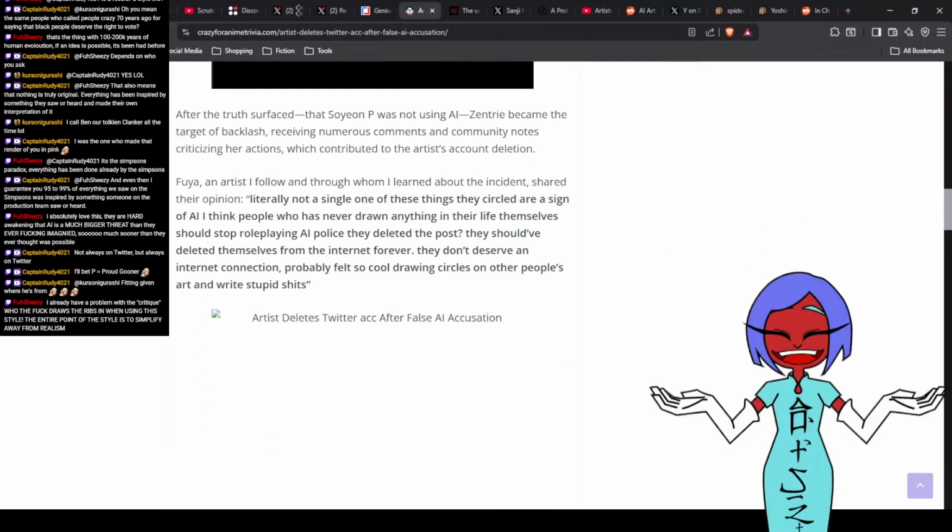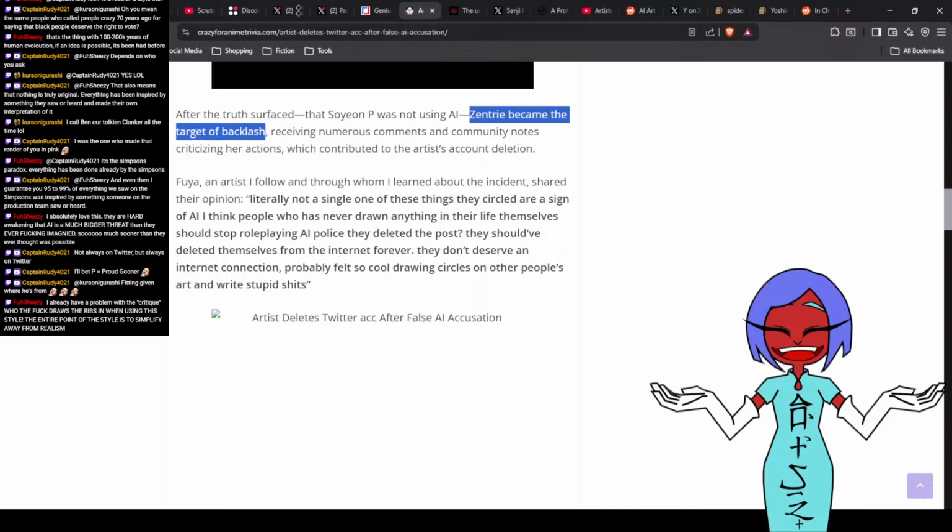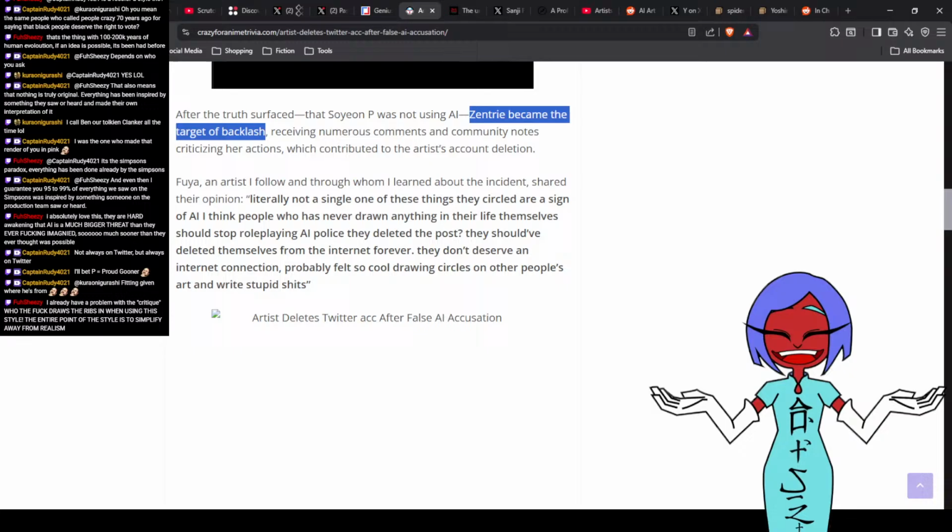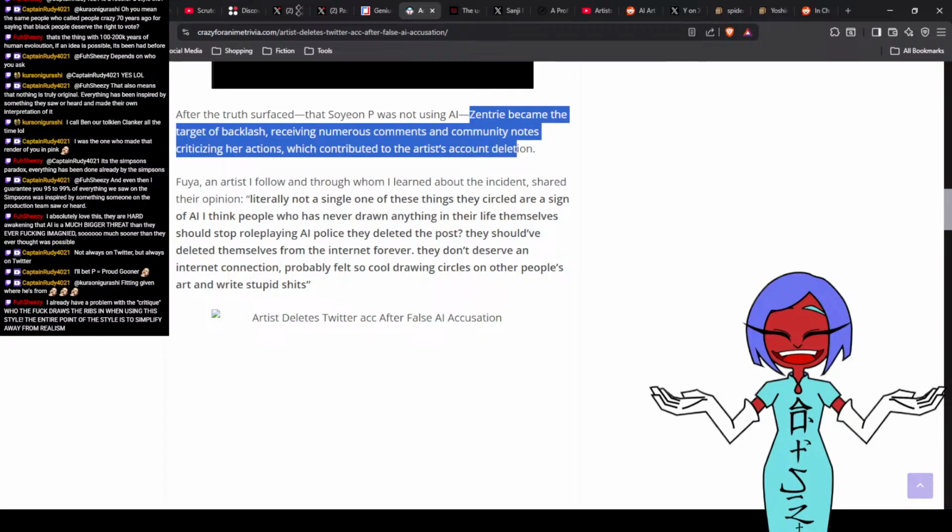So, after the truth surfaced that Sion P was not using AI, Zentrie became the target of backlash. As you should, to be perfectly honest, right? This was an attempt at reputation destruction, and guess what? If you try reputation destruction unjustly, your reputation should suffer the same consequences. Receiving numerous comments and community notes criticizing her actions, which contributed to the artist's account deletion.